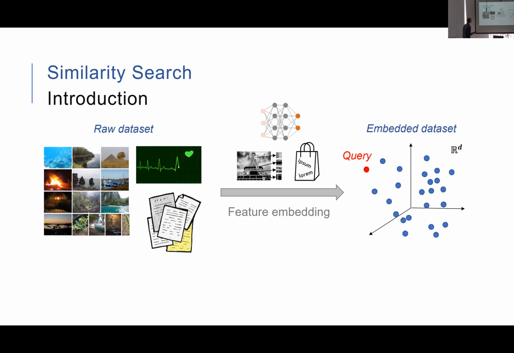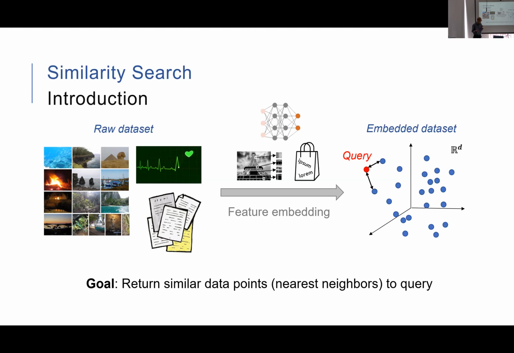And the similarity search problem is that we get a new object, we embed it into the same space, and the goal is to return the most similar points to it from our data set, which are defined as the ones that minimize the Euclidean distance, for example, in this space. So this is the similarity search problem.